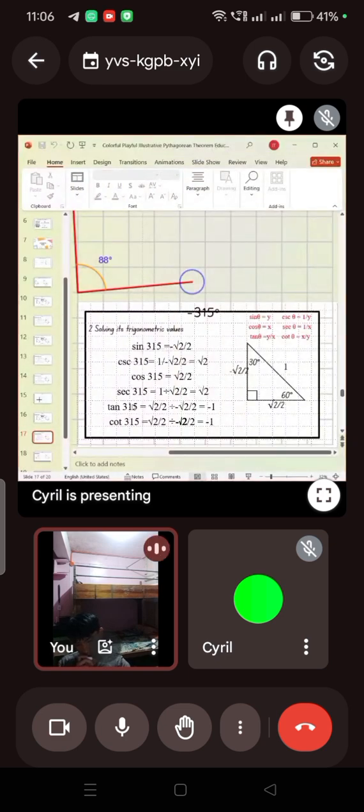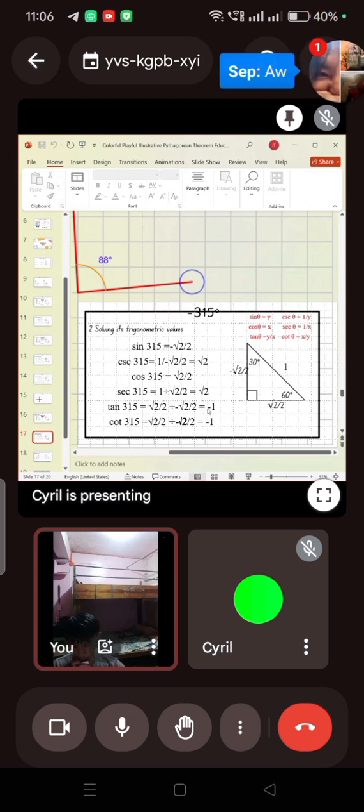For tangent, you divide y by x, which results in negative square root of 2 over 2 divided by square root of 2 over 2, which equals negative 1. For cotangent, you only have to divide x by y. So you divide square root of 2 over 2 by negative square root of 2 over 2, which equals negative 1.